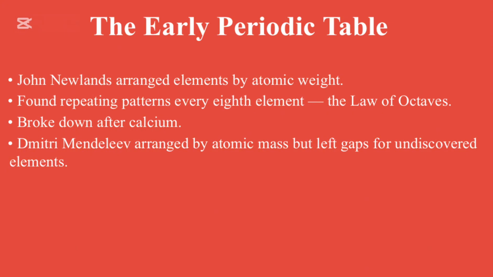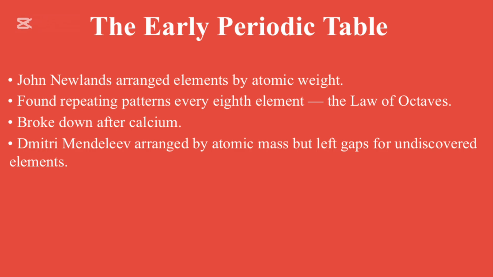Now, you can see that in the early days, elements were classified based on atomic weights, according to Newlands. Then, in the modern periodic table, elements are now classified based on the atomic number. Before we talk about that, let's talk about Dmitri Mendeleev, who arranged elements by atomic mass, but in his own arrangement, he left gaps for undiscovered elements, so that when they are discovered, they can fill in those gaps. That is why he actually left space in the periodic table.